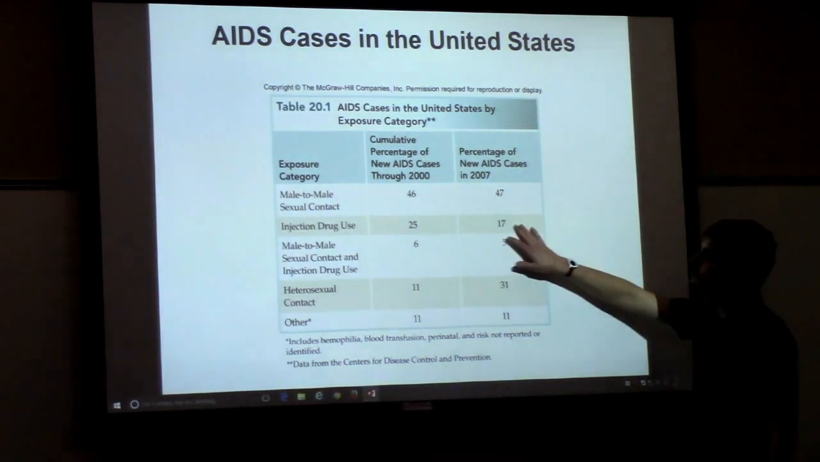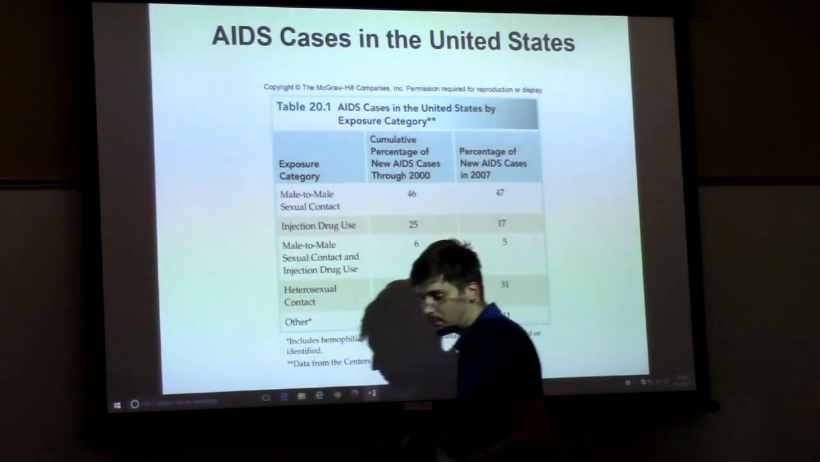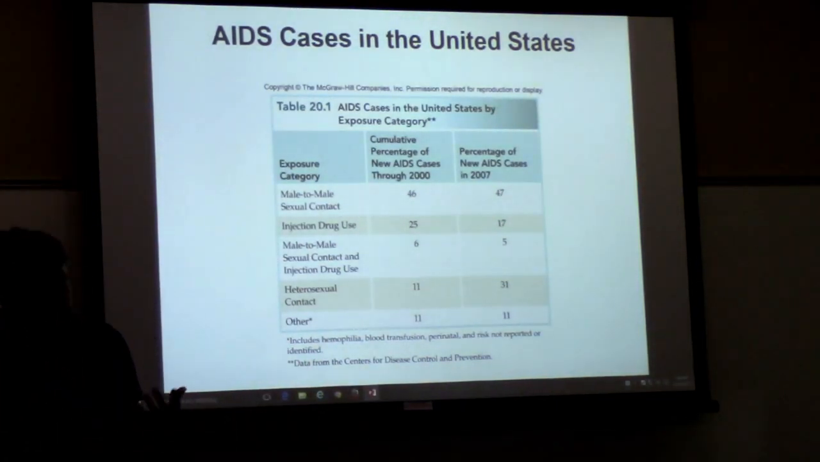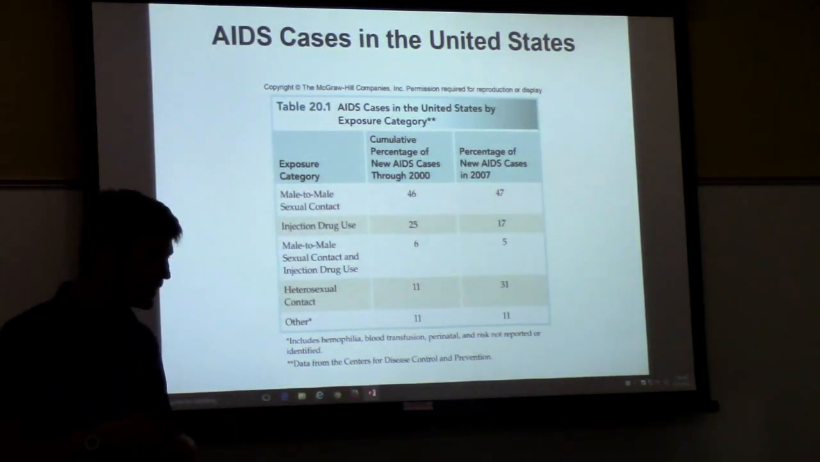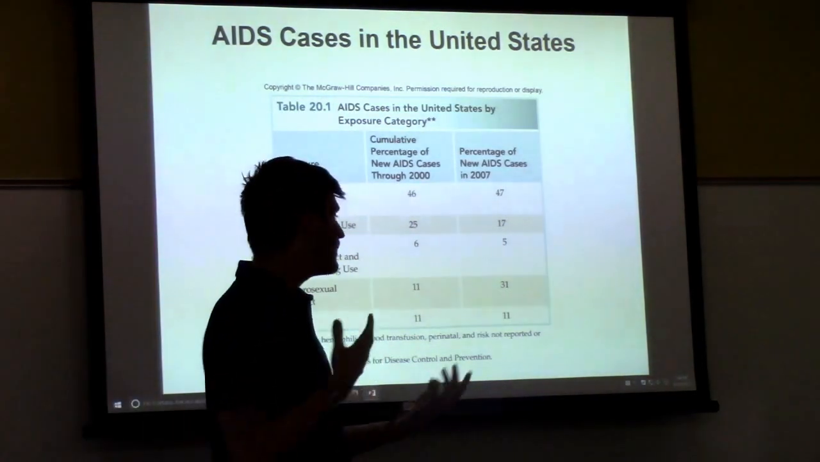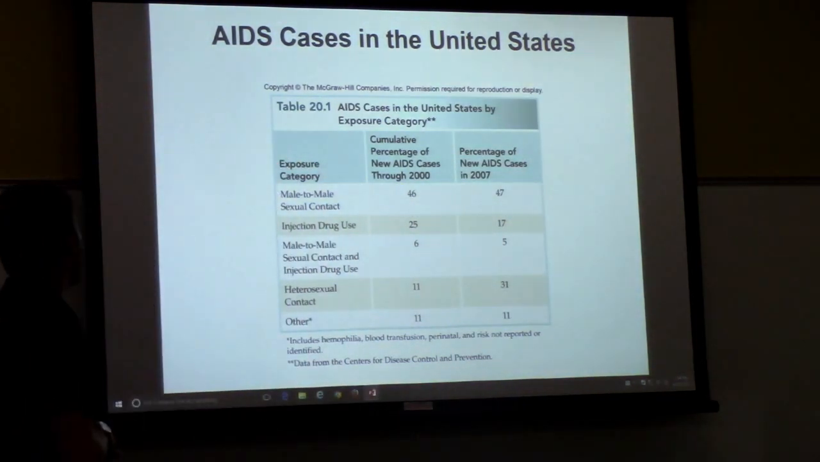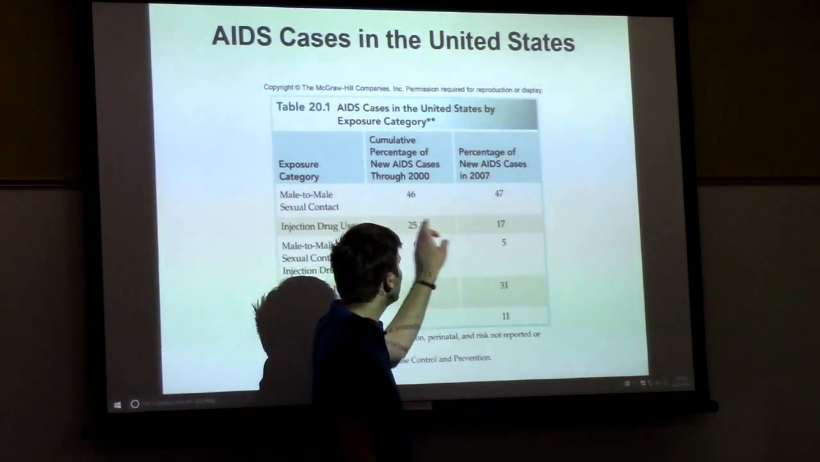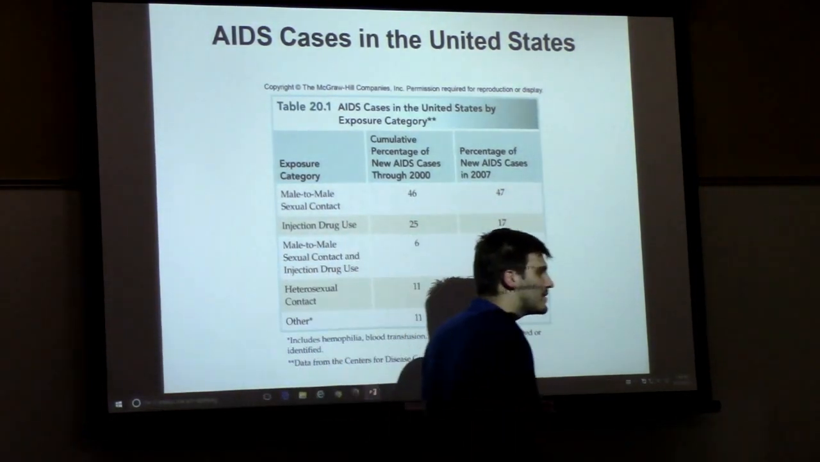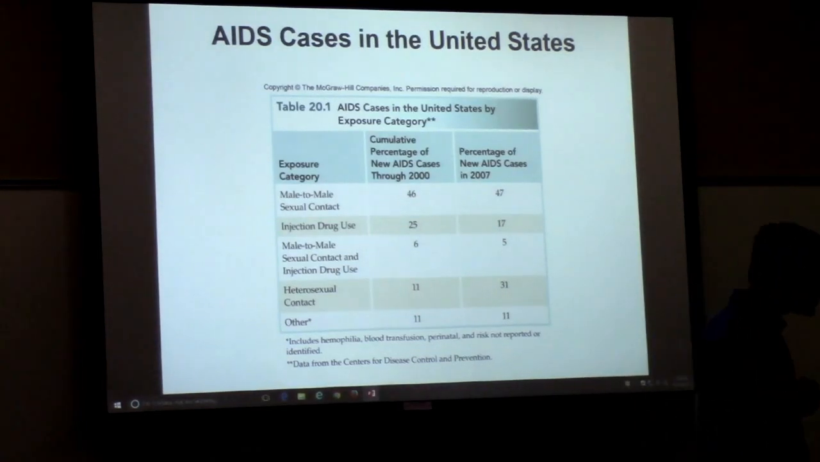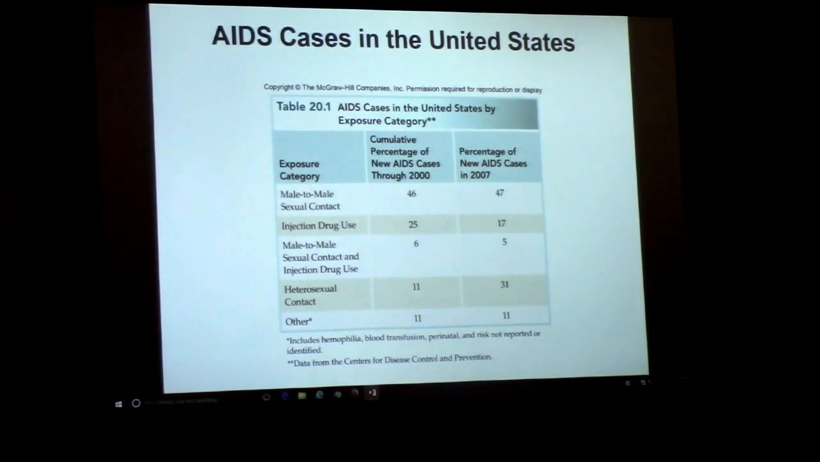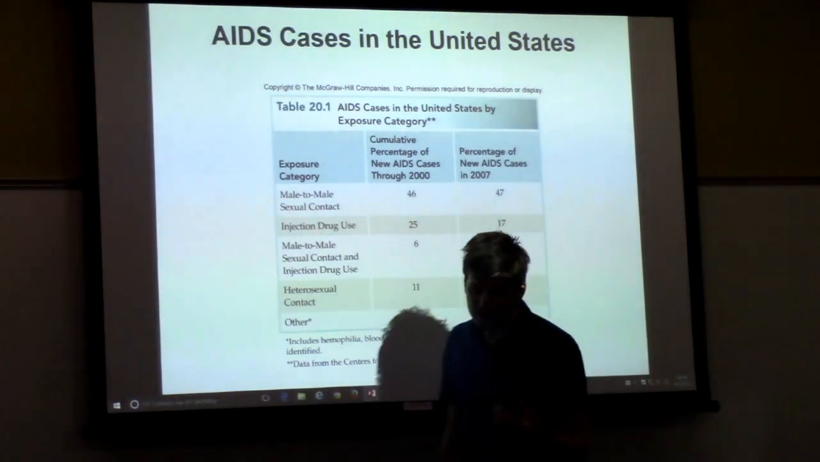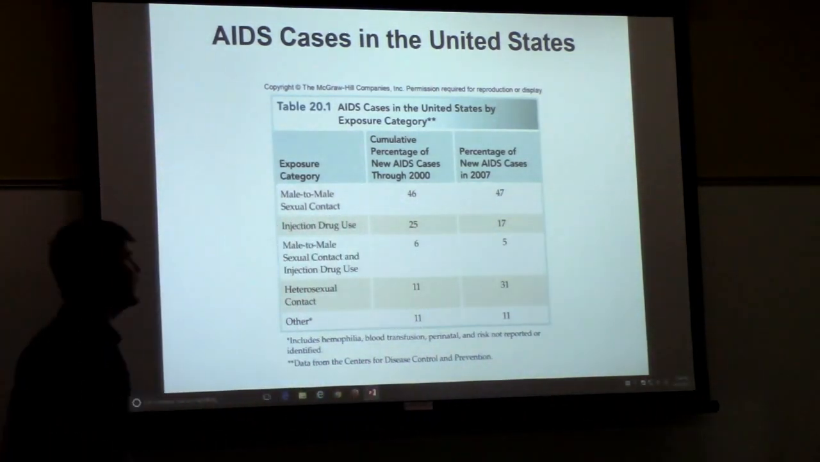Injection drug users, these are people that use injection drugs. Oftentimes they share needles, okay? And by sharing needles, they can share blood, and this can result in transmission of HIV. What you see here is from 2000 to 2007, it goes from 25 down to 17%, and this is primarily because of harm reduction strategies, which basically are giving out clean, free needles to intravenous drug users to reduce the likelihood of transmission of a blood disease.